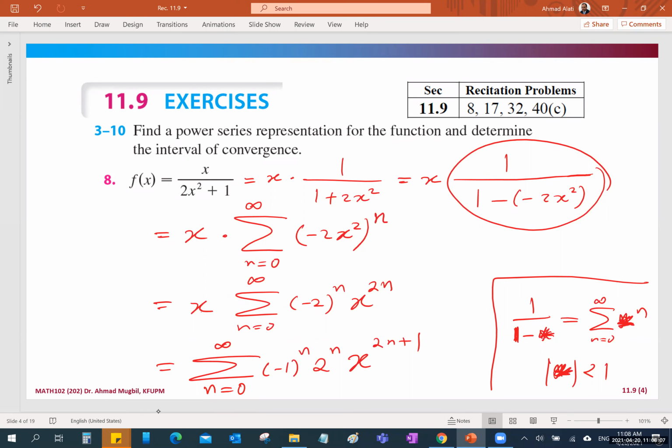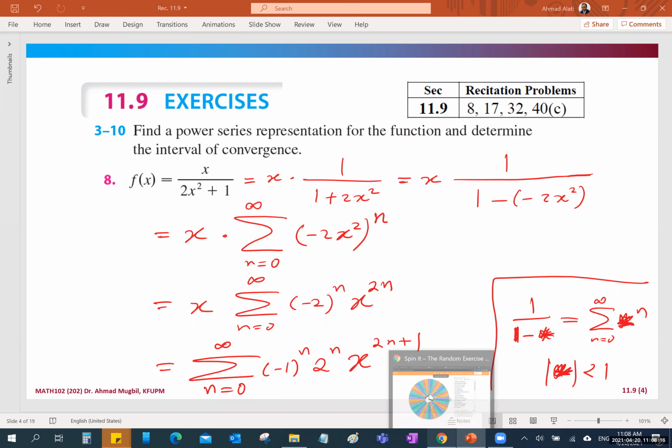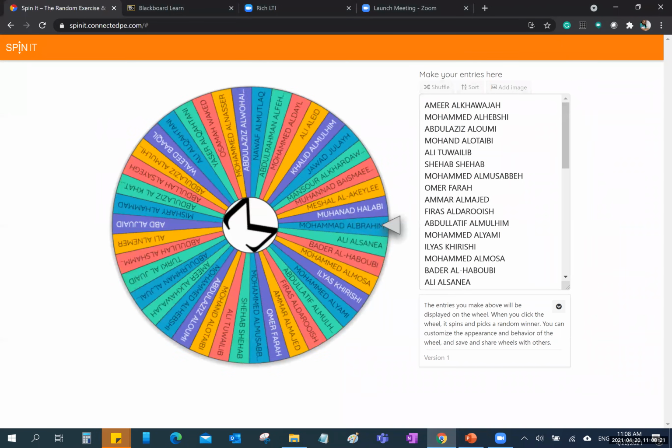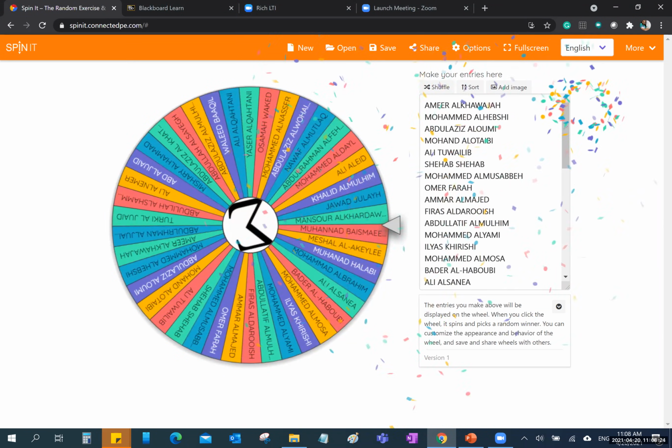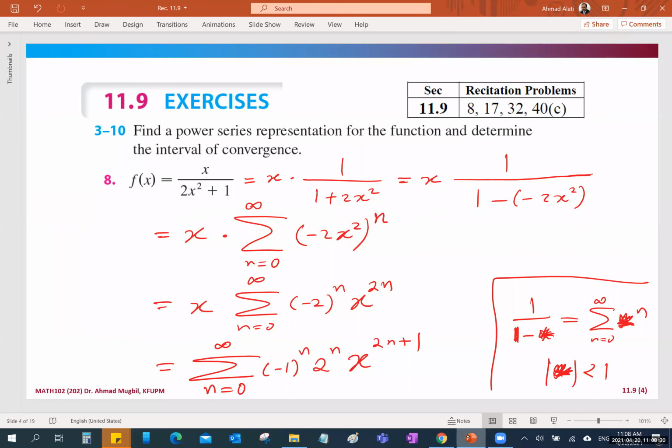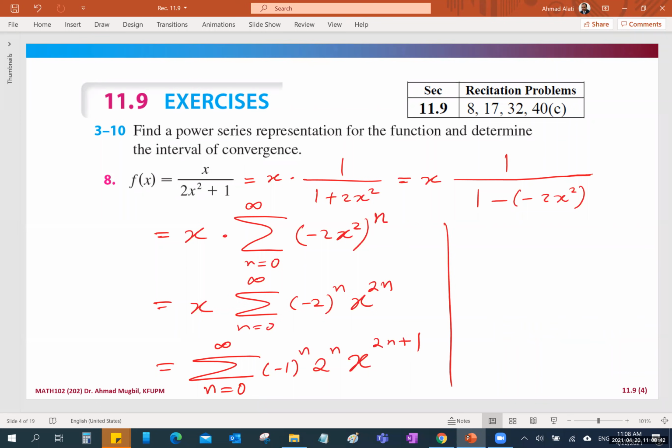Okay, thank you, Badr. This was, ya Shabab, the first part: find the series representation. Now, the second part, determine the interval of convergence. What is the interval of convergence? Let me select one of you. Let's see who is lucky. Muhannad Ismail. Yes, doctor. What will be the interval of convergence for this one? Are you here, Muhannad? I am here. What will be the interval of convergence? Honestly, I don't know. Okay, let's choose another one.